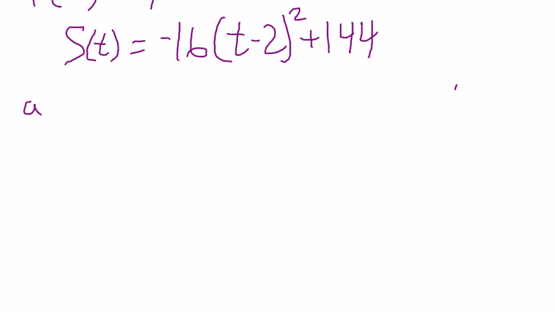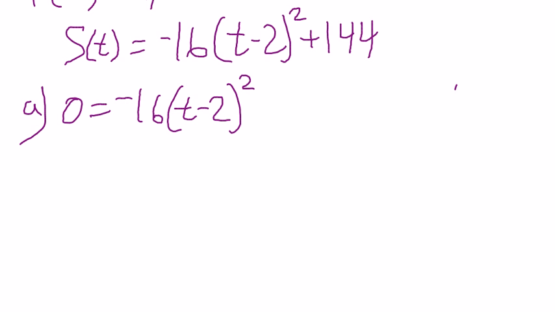So question A says, when's the object going to hit the ground? Well, this is a position function, so that object's going to hit the ground when the position is 0. So go ahead and say 0 = -16(t - 2)^2 + 144, and just use your algebra skills to solve for t.